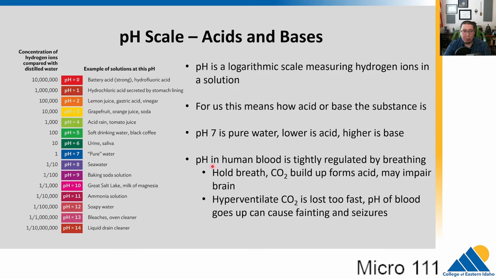The pH in human blood is super tightly regulated, and you can actually influence it by holding your breath. If you hold your breath, CO2 builds up in your blood, and that forms an acid that can actually impair brain function. So your body, if you hold your breath too long, recognizes this and makes you pass out and start breathing, right? If you hyperventilate, breathing in and out real fast, you lose CO2 too fast, and the pH of the blood goes up into basic, which can also cause fainting and or seizures. So your body can sense this, and basically, if you try to be dumb, it prevents you from doing that to keep the chemistry highly regulated.